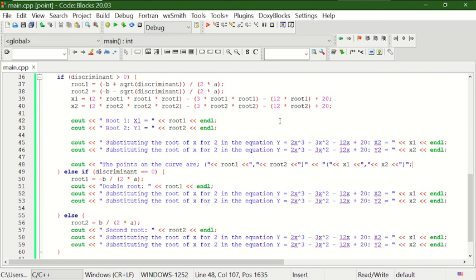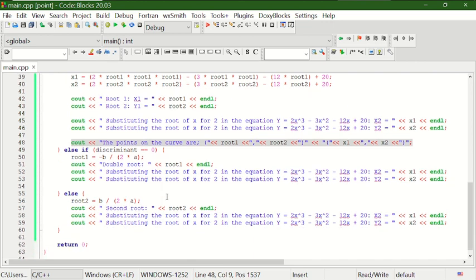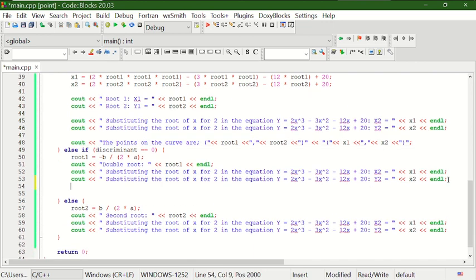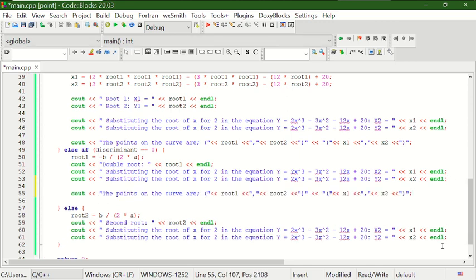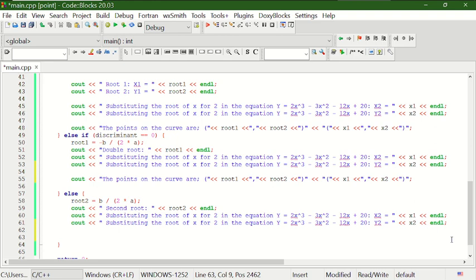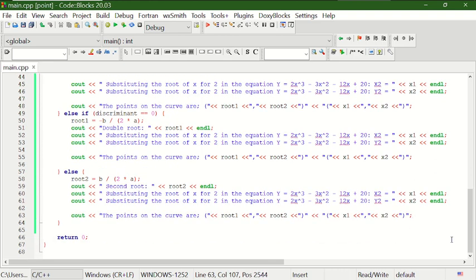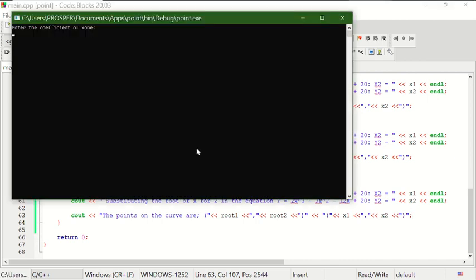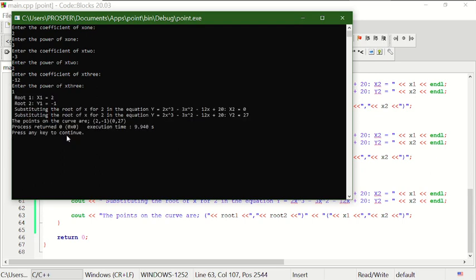So let's save, build and run. I'm going to copy this function and paste it in all cases. Hope you guys are seeing what I'm doing. I want it to look like a mathematical form. So let's save this, build and run again. So it was 2 cubed minus 3 squared minus 12. So as you can see, the points on the curves are 2, minus 1, 0, 27.